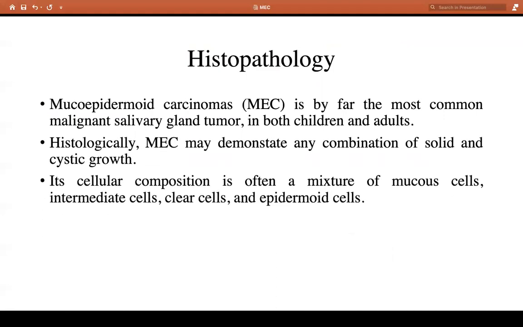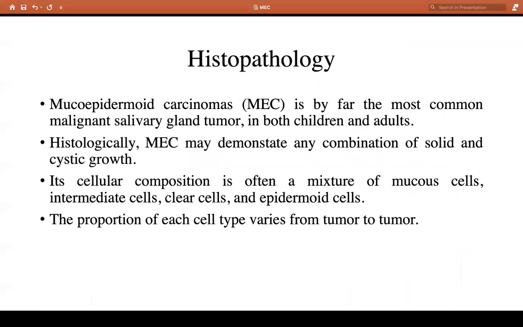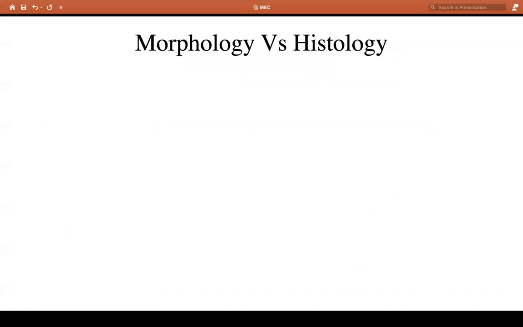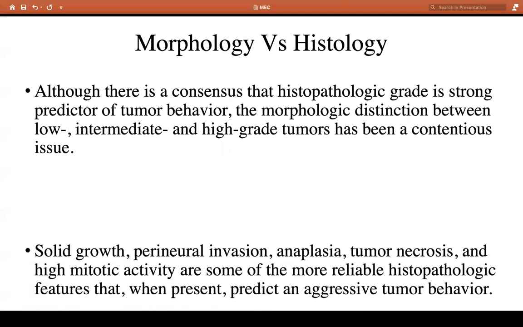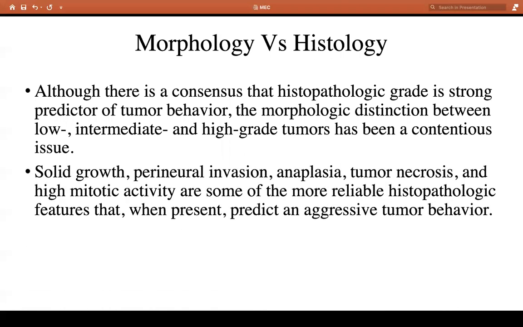We discussed in previous slides the different cytology and histology: presence of intermediate cells, mucous cells, clear cells, epidermoid cells, and when the proportion varies, it causes the grades. No doubt the grades are very important, but more important is the histology. When it becomes solid, cystic to solid, the grade reveals.